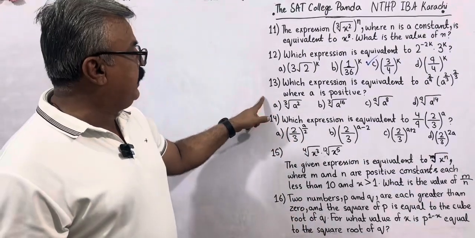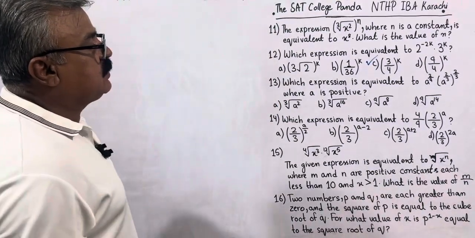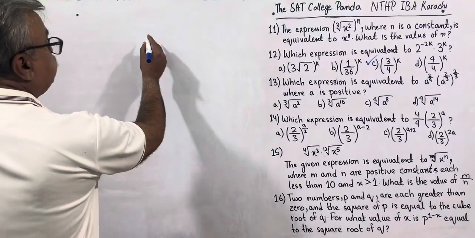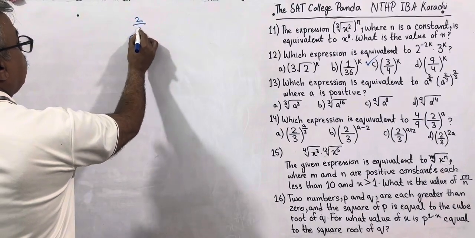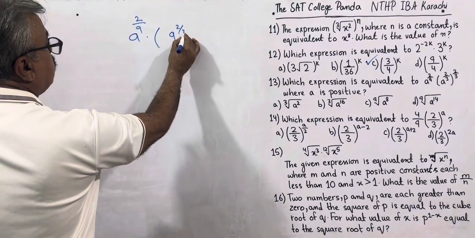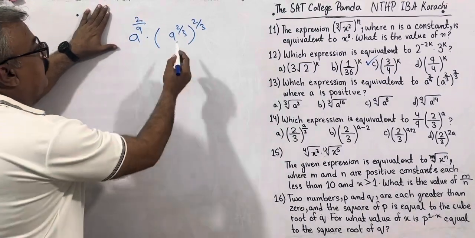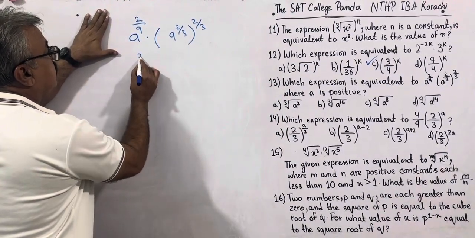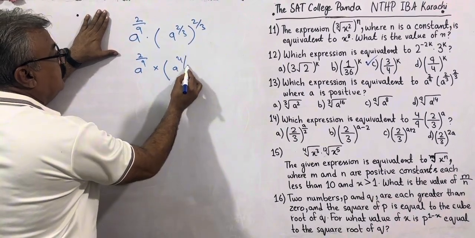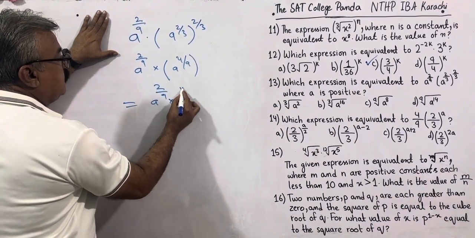Question number 13. Which expression is equivalent to a raised to 2 over 9 times a raised to 2 over 3 raised to 2 over 3? Let me write the question. A raised to 2 over 9 times a raised to 2 over 3, all raised to 2 over 3. Power having another power, multiply the powers. Write this one the same, a raised to 2 over 9, times a raised to 2 over 3 times 2 over 3, which is 4 over 9. Now we have a raised to 2 over 9 times a raised to 4 over 9.